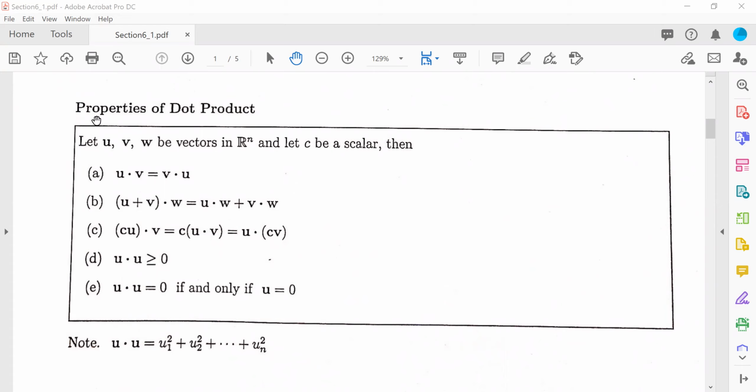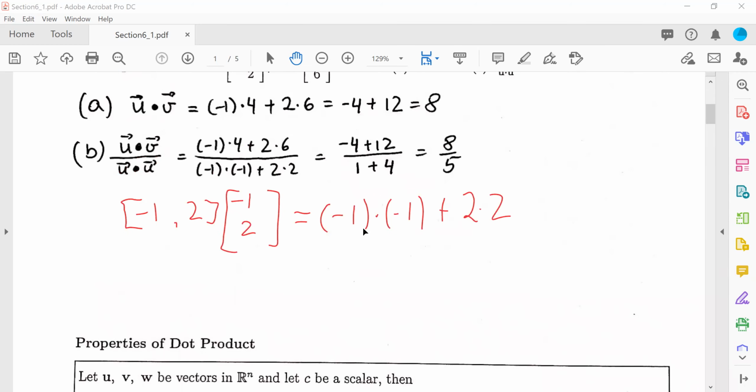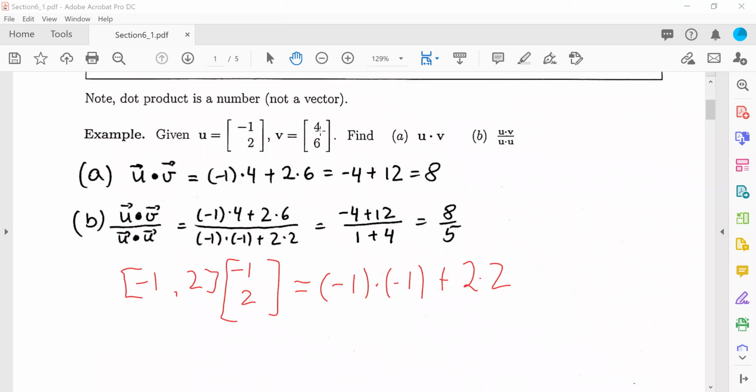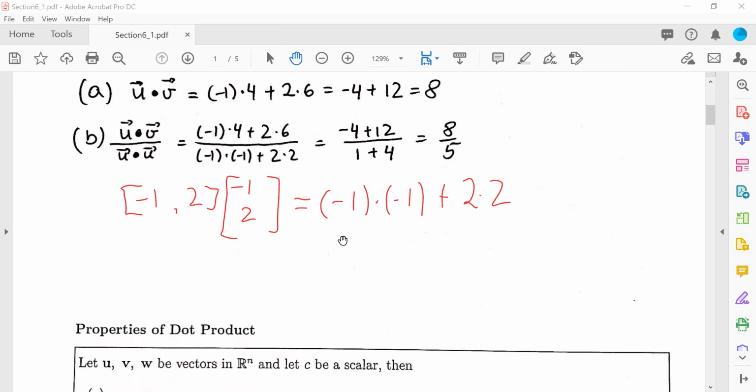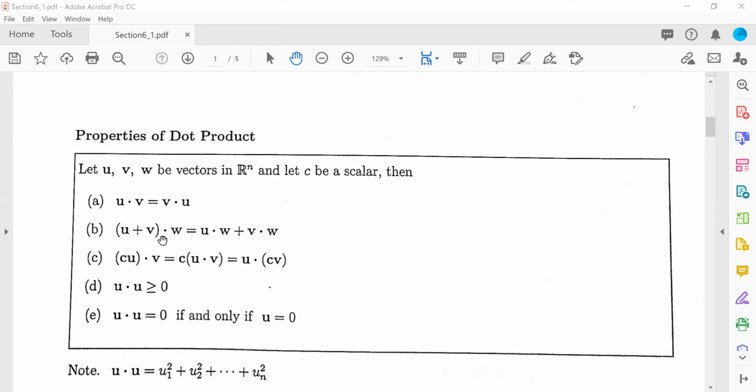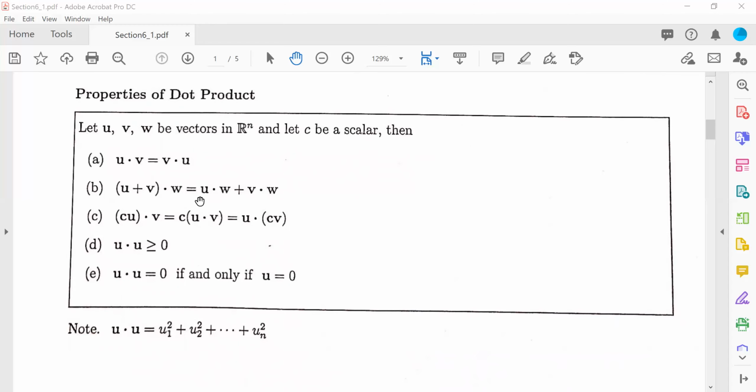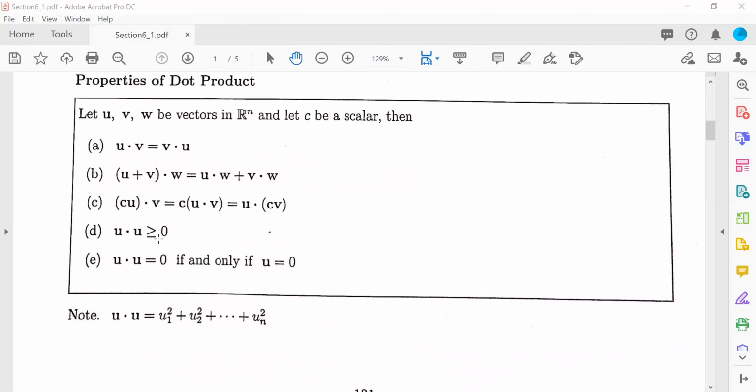Now we have properties of the dot product. Let u, v, and w be vectors with n coordinates, and let c be a scalar. Then the dot product u·v is the same as v·u, because if you multiply coordinate-wise, you can change the order of multiplication of numbers. If you have u plus v dotted with w, you can simply distribute: u·w plus v·w. If you have a scalar, it can go in front or inside with v, that doesn't matter. And u·u is always a non-negative number.